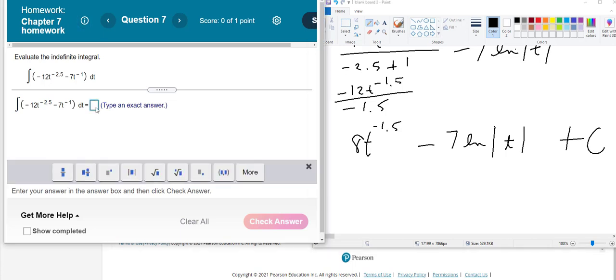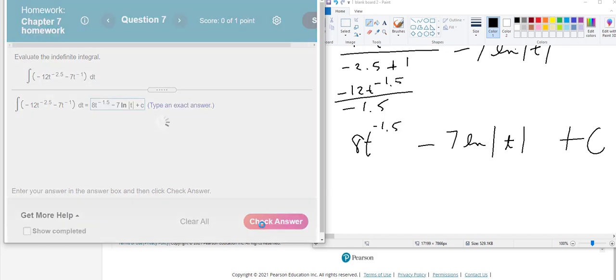So our final answer is 8t to the negative 1.5 minus 7 natural log, here's your absolute value bars, of t, and you can't forget the plus c.